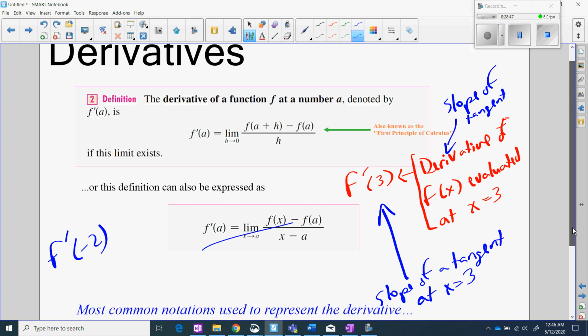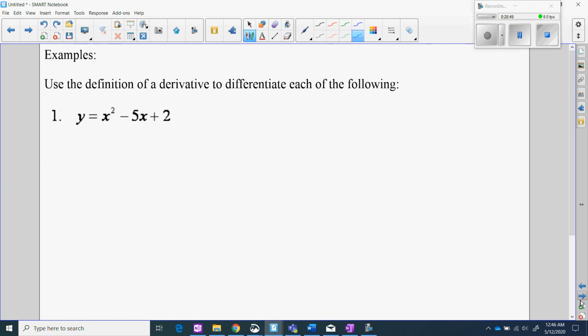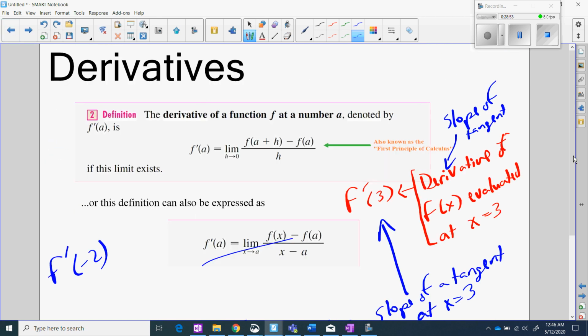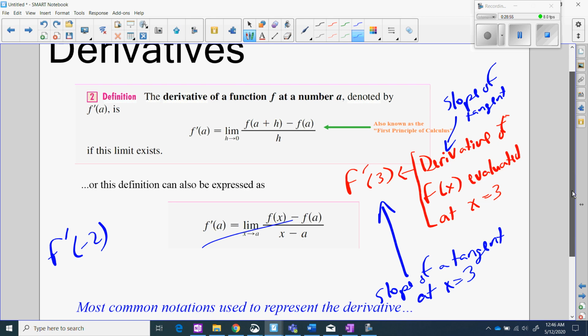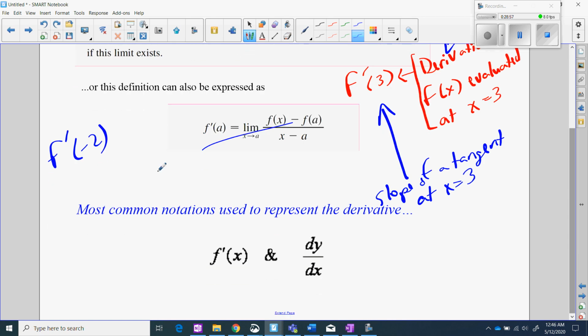The other note, so I already talked about this notation. The other notation that they use for derivatives is called Leibniz notation. So this one is your f prime of x. That means find the derivative at x. This is another symbol. As I said, it is called Leibniz, L-E-I-B-N-I-Z notation.